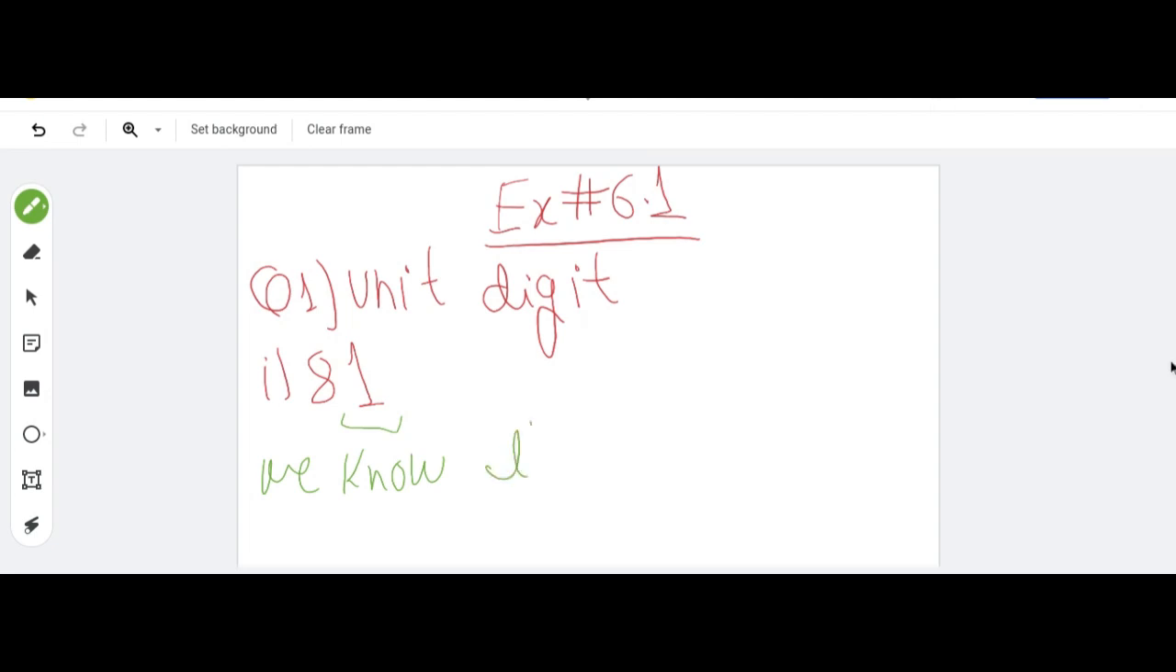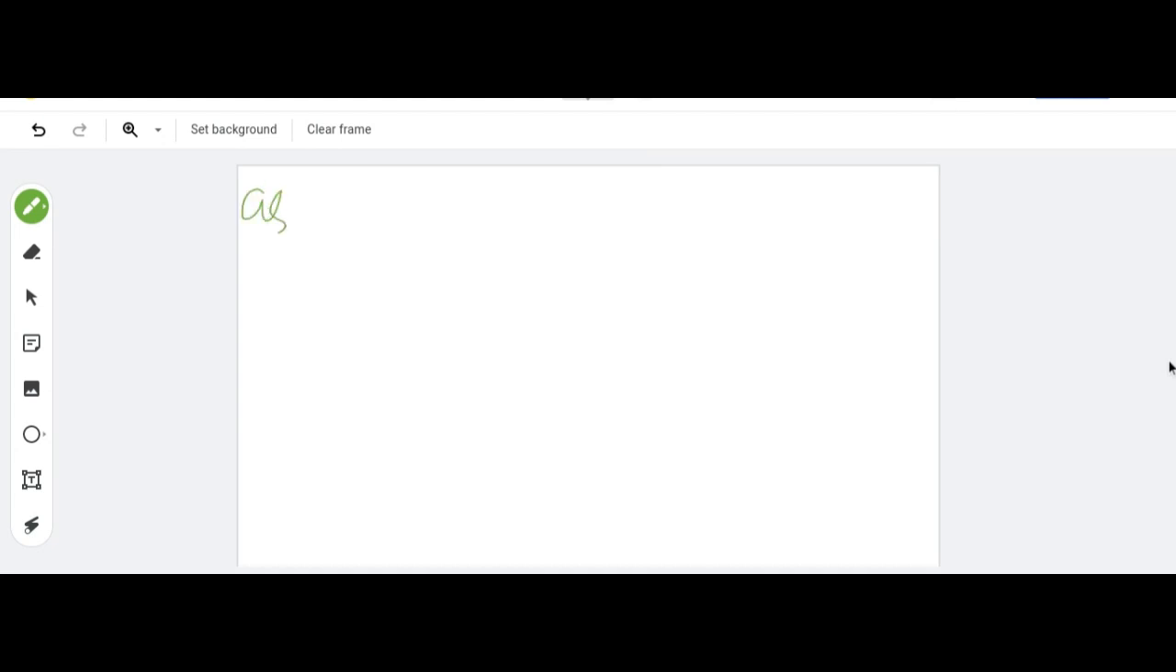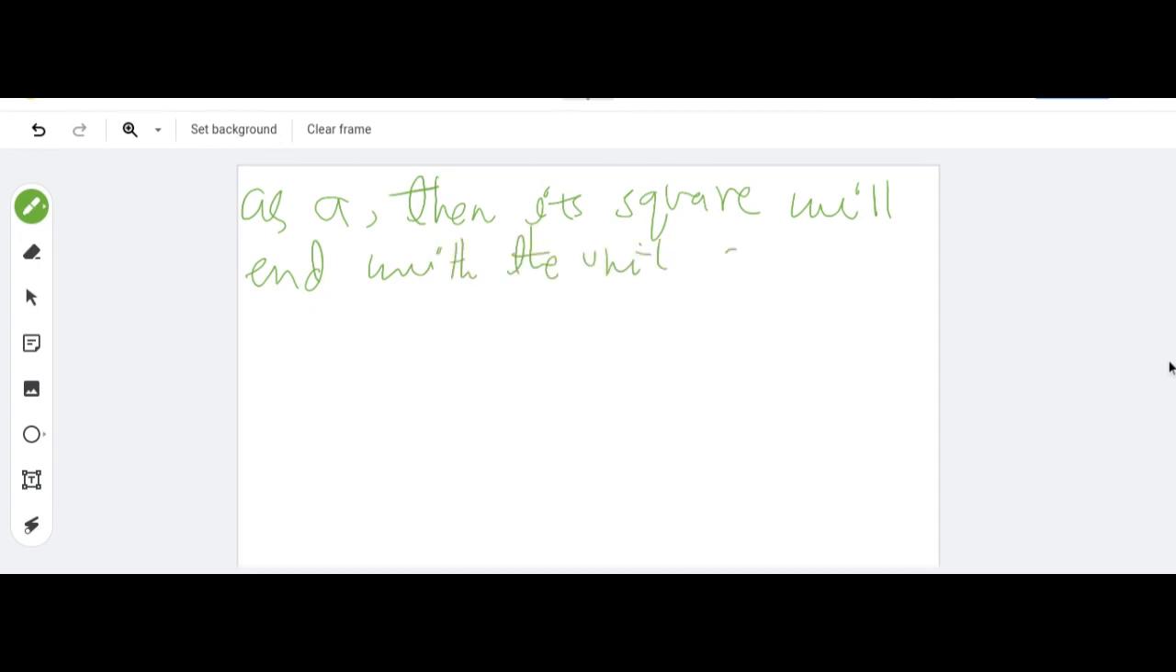We know that if a number has its units place digit as a, for example, here a is 1, then its square will end with the unit digit of the multiplication a into a, the multiplication between the same number.